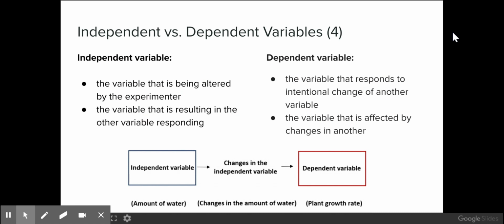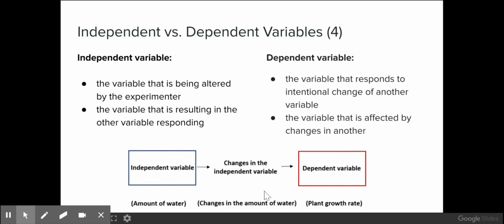Two things that we talk about that are connected together are independent variables and dependent variables. The independent variable is the variable that is being altered by the experimenter. It's the variable that causes a change in the other variable that we're studying. The dependent variable is dependent on the independent variable. It's responding to the changes that are being investigated.